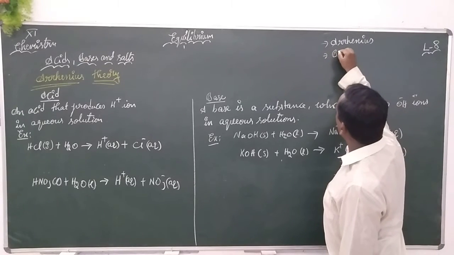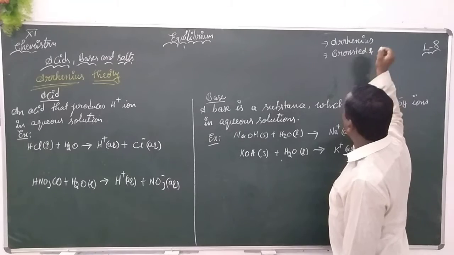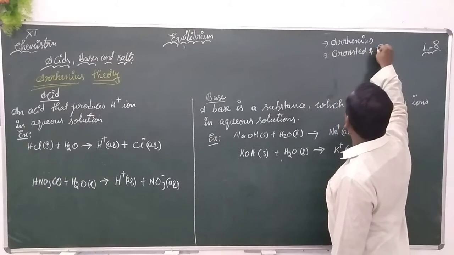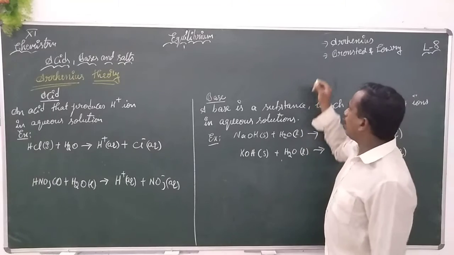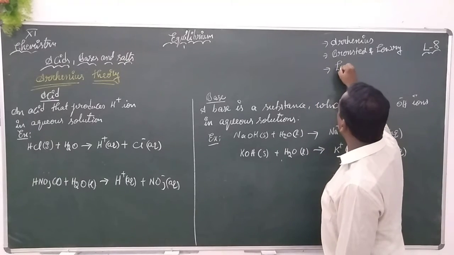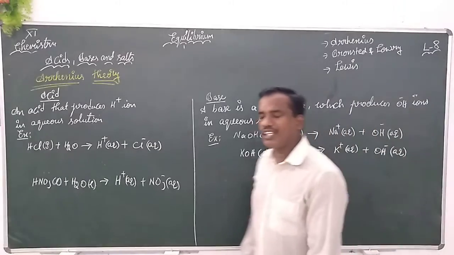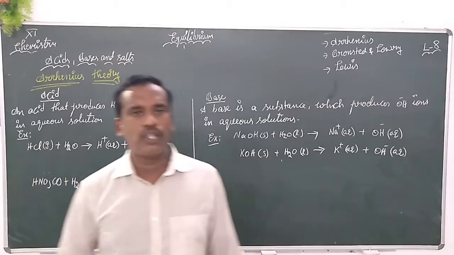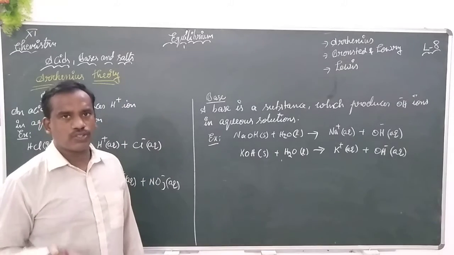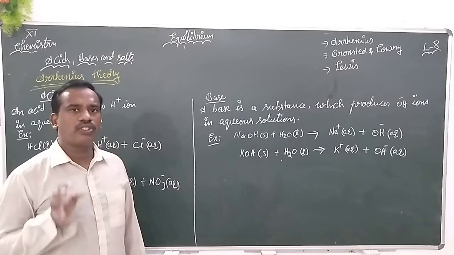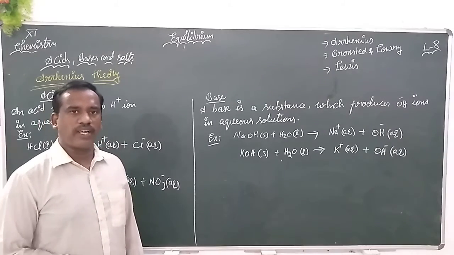One more scientist is called Bronsted, and along with him there is one more scientist called Lowry. Their explanation we will see. And Lewis is the one who explained in another way. So these are the three different explanations regarding the terms acid and base. Let us start our explanation using the Arrhenius concept first.